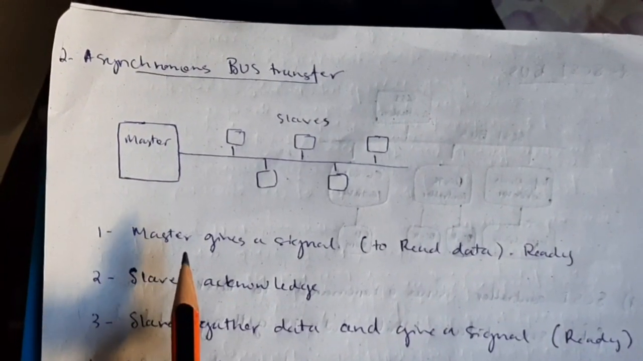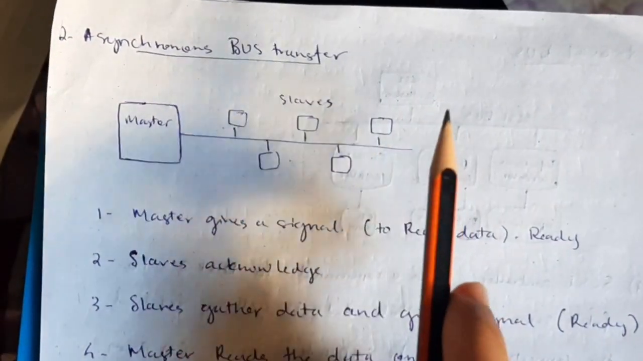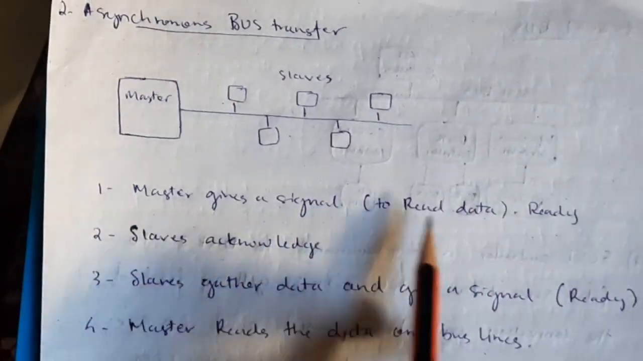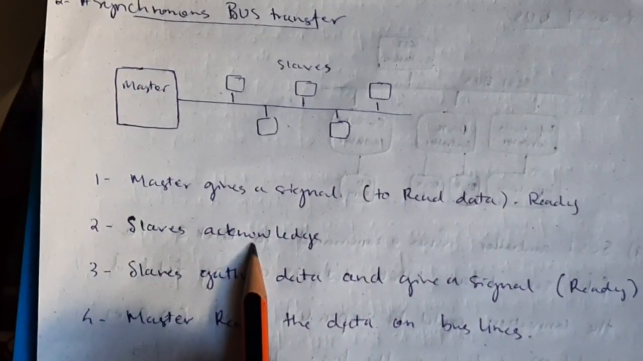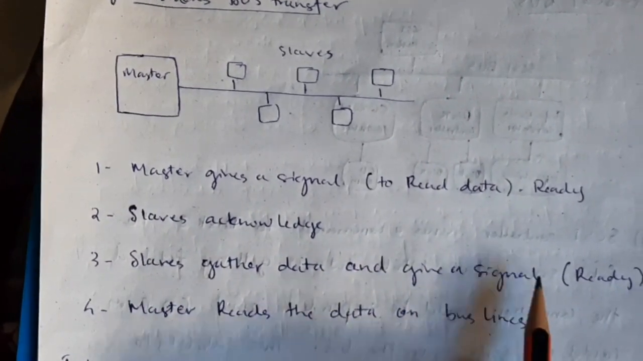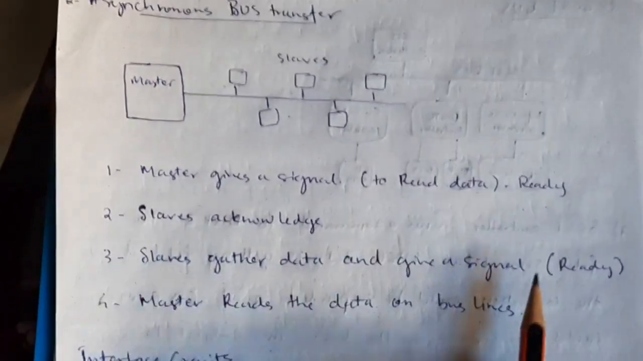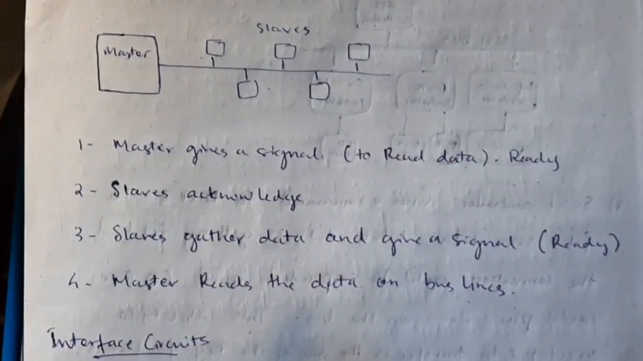It will be happening in 4 steps. See, the same thing: the master wants some data from a memory. The master gives a signal to read the data. When the slave acknowledges that signal, it gathers the data and gives a signal to the master that it is ready. When it gives the master the signal, the master will read the data on the bus line. So that's what happens.